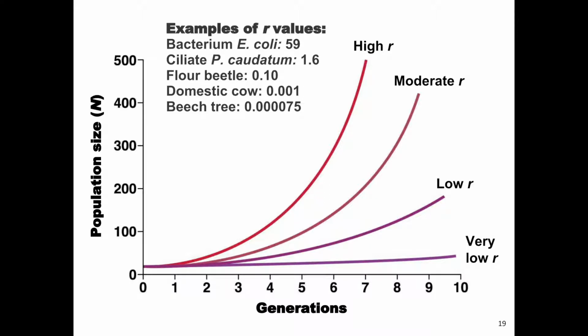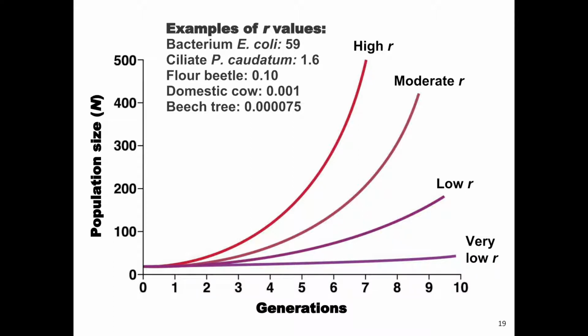What we see here are some examples of R values, high R values or low R values. And species that breed at a young age and produce many offspring typically have a very high intrinsic R value. So that would be fruit flies and E. coli and plants, those types of organisms.